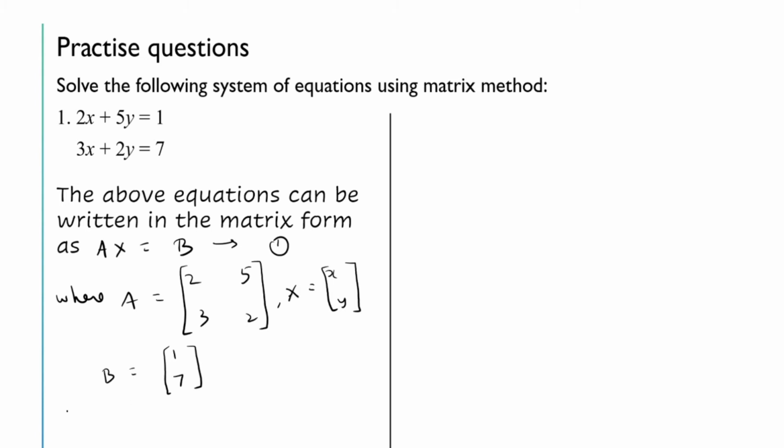So we can multiply both sides of 1 by A inverse.